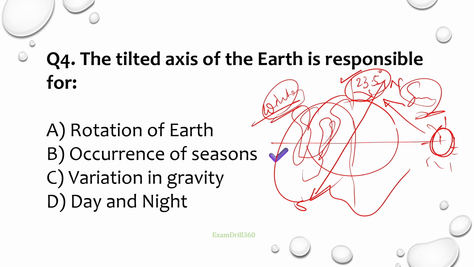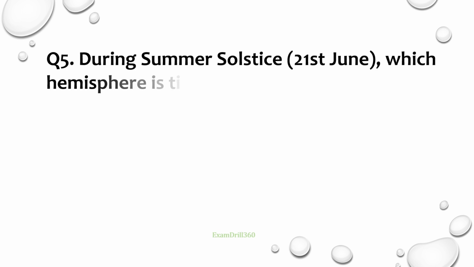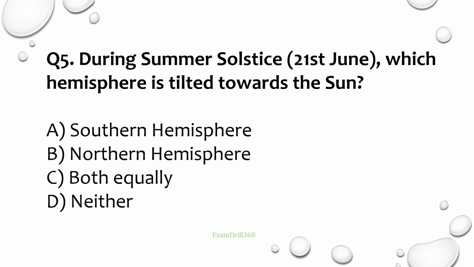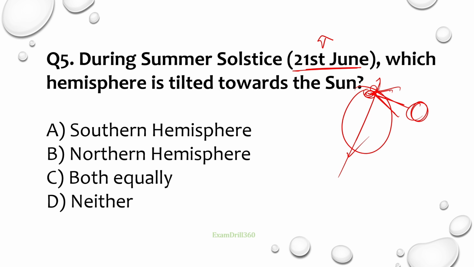Clear? Next question. Question number 5. During summer solstice, 21st June, which hemisphere is tilted towards the Sun? We know this summer solstice, 21st June, has the longest day and shortest night in the northern hemisphere. So longest day in the northern hemisphere means what? If the Sun is here and this is tilted in this way, then this region, the northern hemisphere, experiences the longest day. Longest day means it is receiving a large amount of sunlight. This is what is being asked.